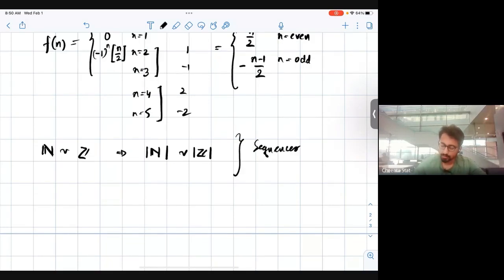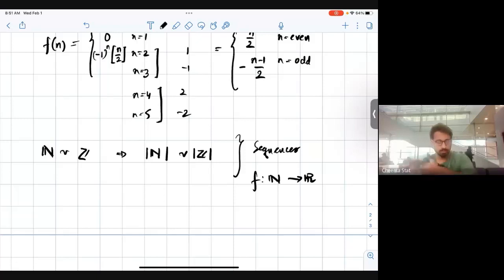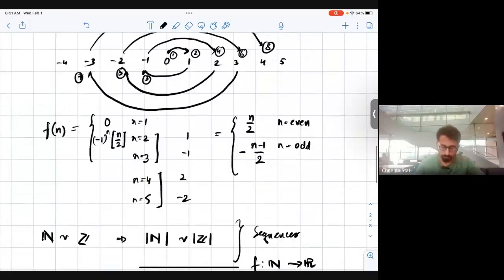A sequence is nothing but a function from the natural number set to the real number set. It will not be bijective, but it will be a 1-to-1 function. Not a surjective function here.